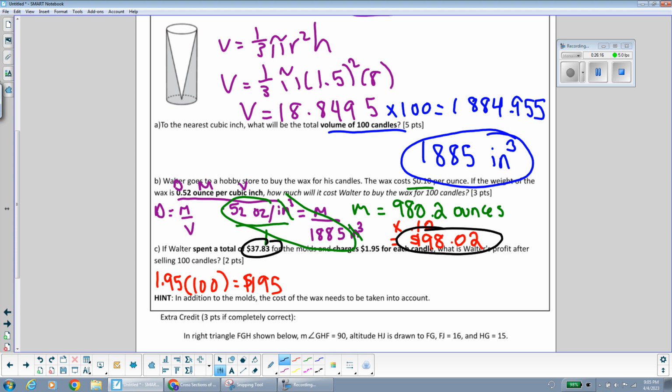So if I add his expenses, the cost of the wax, which is $98.02, and the cost of the molds, which was $37.83, that's $135.85. So that needs to be subtracted from the money that Walter made. So let me do that. Let me subtract on my calculator. And we see that Walter made a profit of $59.15.